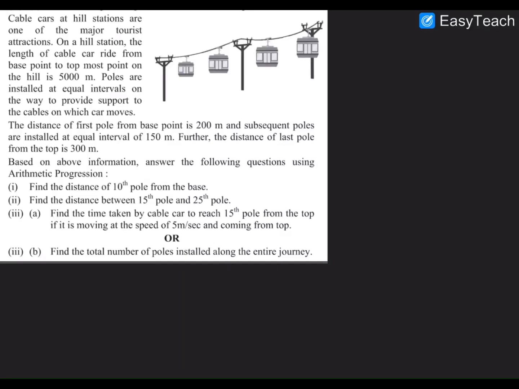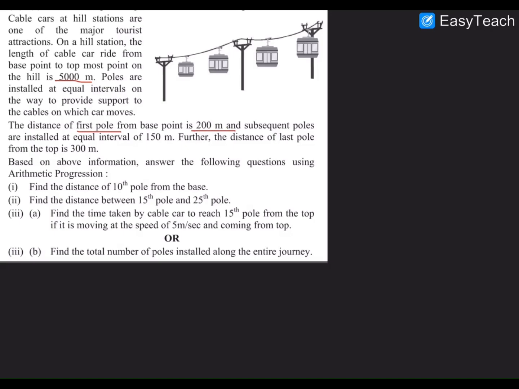Hello everyone, we are doing one of the case studies. The cable car at the hill station is one of the major tourist attractions. From the base there is a hill, and the distance between base and hill is given to us as 5000 meters. Poles are installed at equal intervals on the way to provide support to the cables on which the car moves.